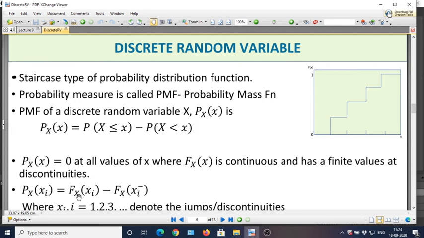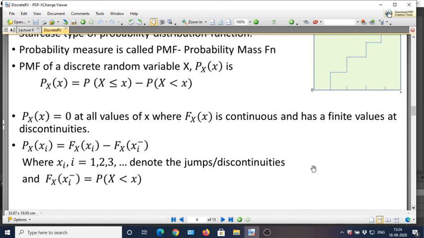So P_X of x_i can be written using the CDF as F_X of x_i minus F_X of x_i minus, because this includes the interval from minus infinity up to and including x_i, whereas this does not include x_i. So if you subtract it out, we will have the probability measure present at x_i, which is what the probability mass function at x_i is. So we can see that this is nothing but the probability that X is less than or equal to x, minus the probability that X is less than x.